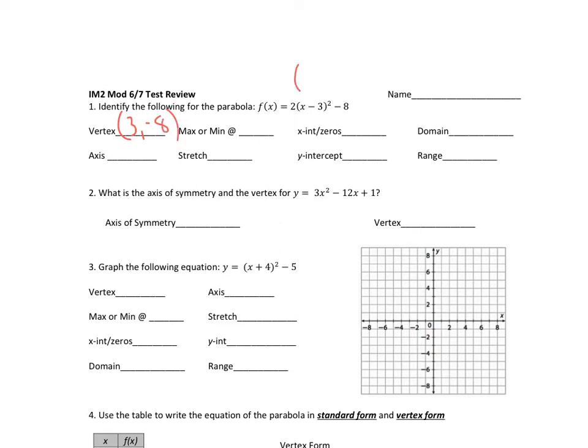Remember, the formula is x minus h squared. That's why that negative 3 is a positive 3. Then our axis is x equals our x-coordinate of our vertex, which is 3. Maximum or minimum, since our A is positive, this is going to be a minimum at y equals negative 8. That's our y-coordinate of our vertex. Our stretch for this case is going to be narrow because our A is greater than 1.